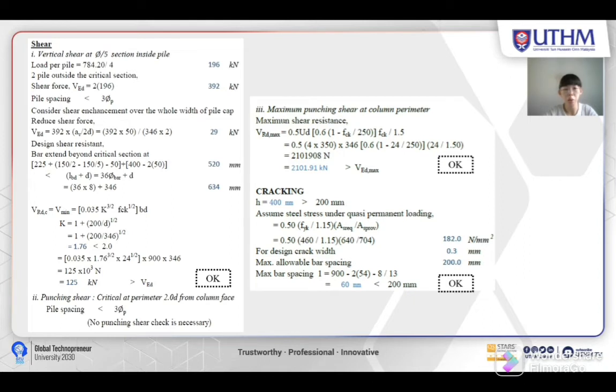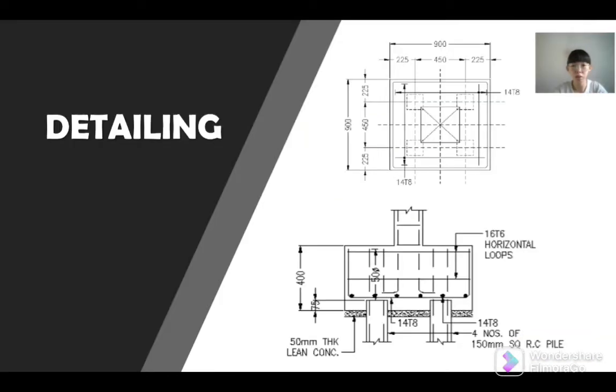And lastly is the cracking. As you can see, the maximum bar spacing is 60 mm, which is smaller than 200 mm, so the cracking check is passed. This slide shows the detailing of the foundation design.